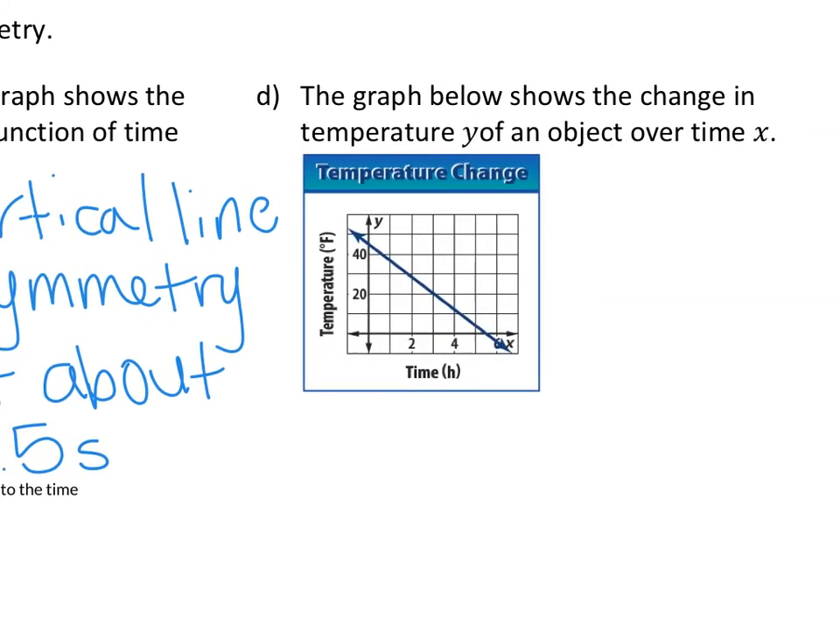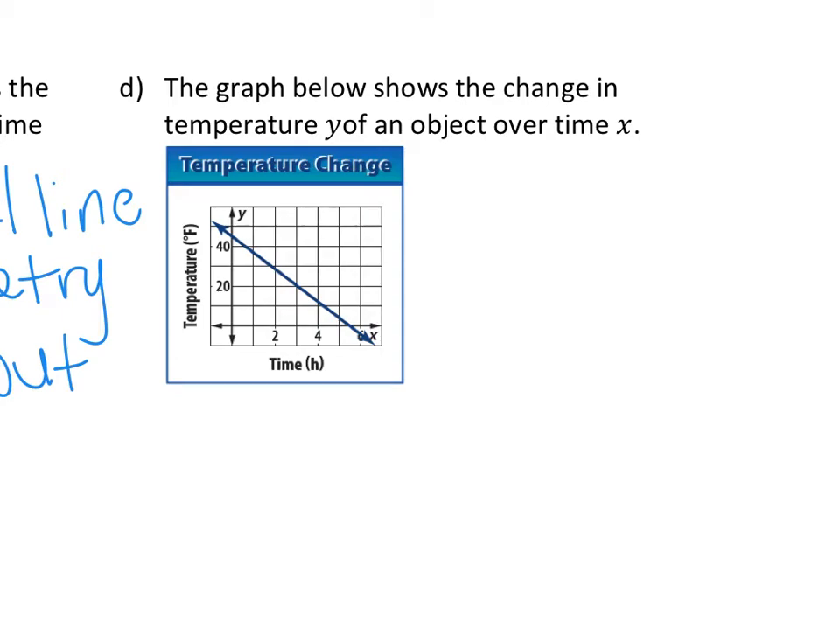Letter D. The graph below shows the change in temperature y of an object over time x. So is there any sort of line that you can draw, vertically or horizontally, that would make the graph match on either side? So let's draw a line. Let's see if anywhere it would be symmetric. If I were to put the line here, right in the middle, and I fold on that line, it wouldn't be symmetric. The graph would be going in different directions.